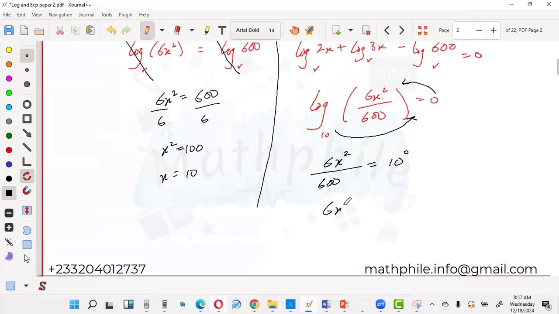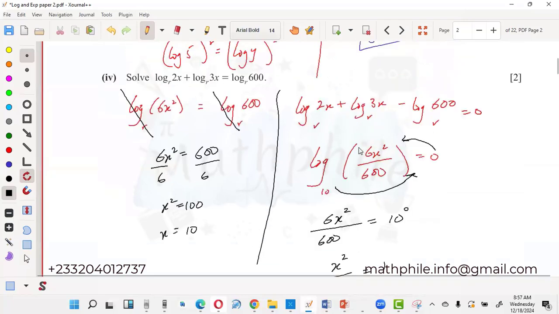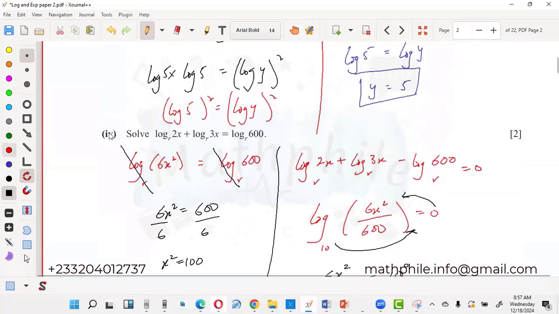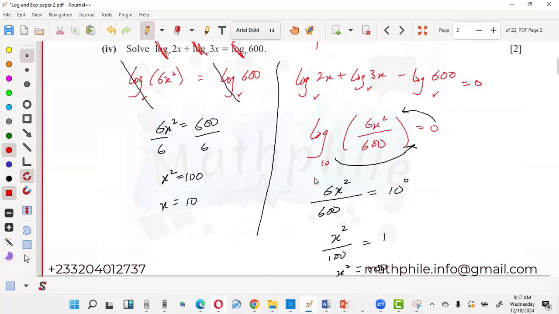Okay, so 6x squared over 600, or let's say 6x squared over 100, equals 1. We first multiply by 100, so here we don't cancel. Yes, it's longer, but I feel it's safer so that you don't go and cancel out log with log, and this will get you the answer too. The second method is longer. The first method is fine.